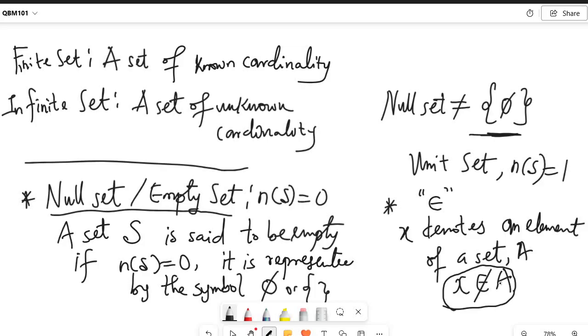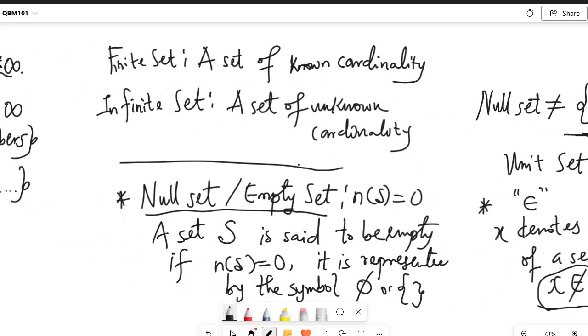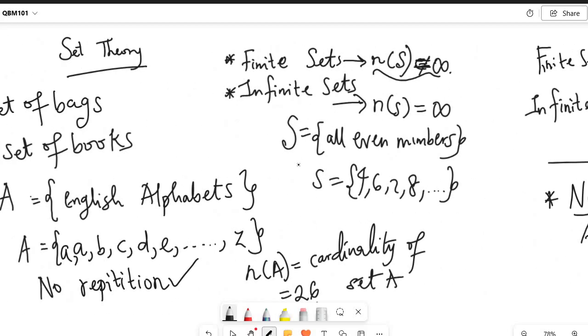X is not an element of A. So it's important that we know these things. Let's quickly track back to what we have been learning to see what we are talking about here.